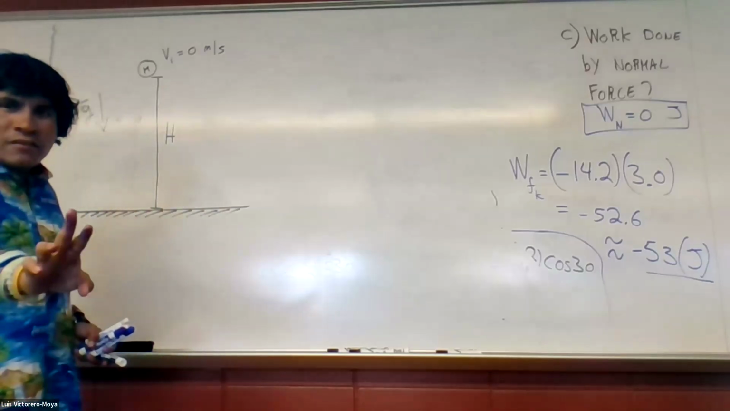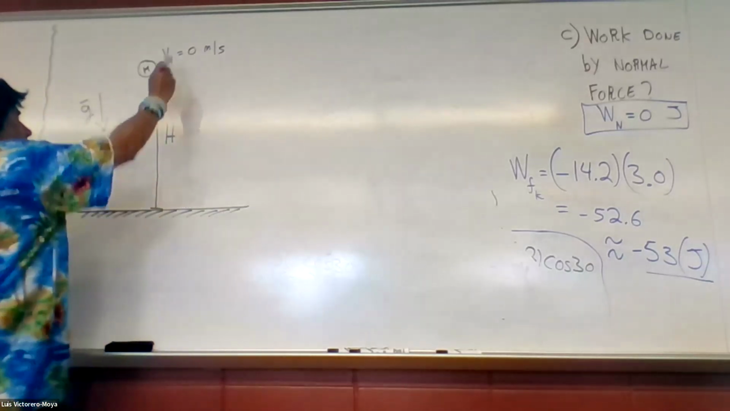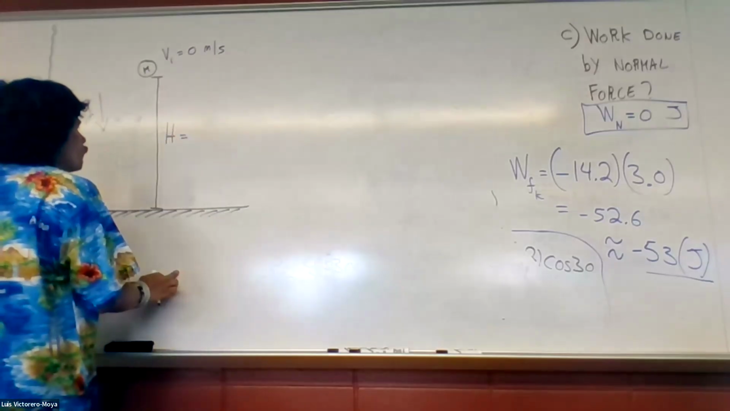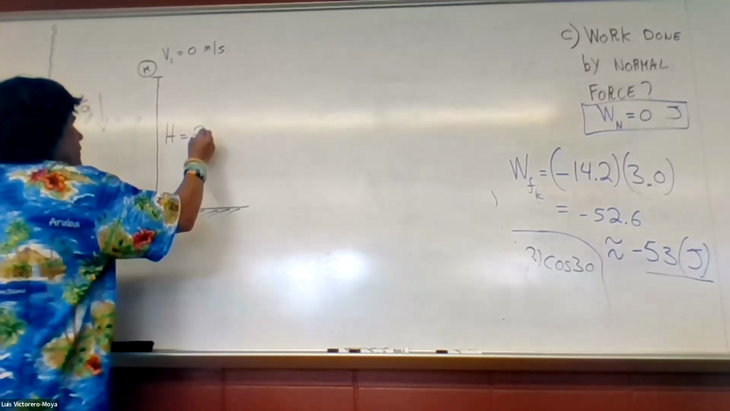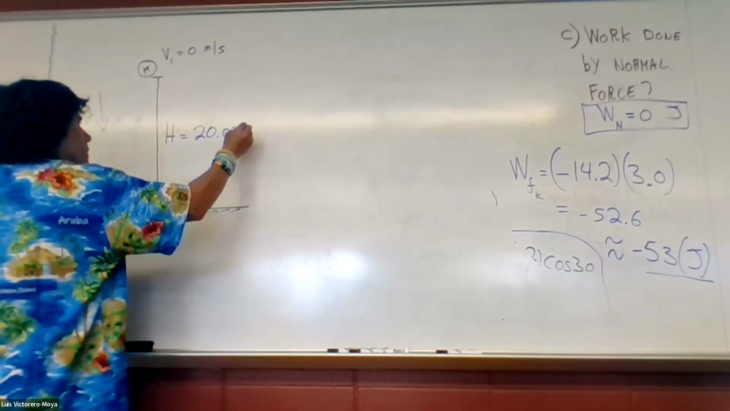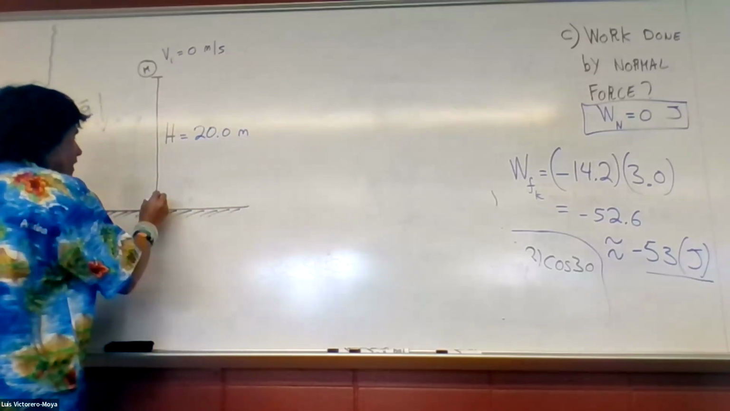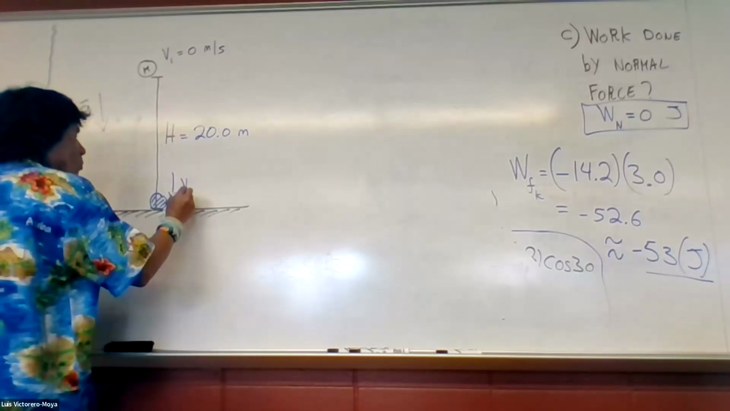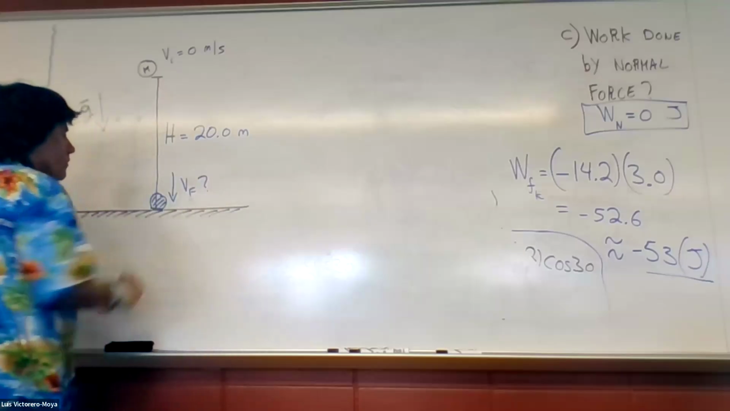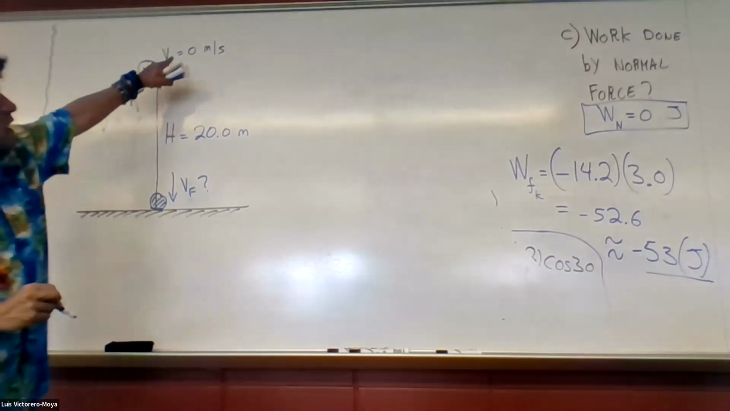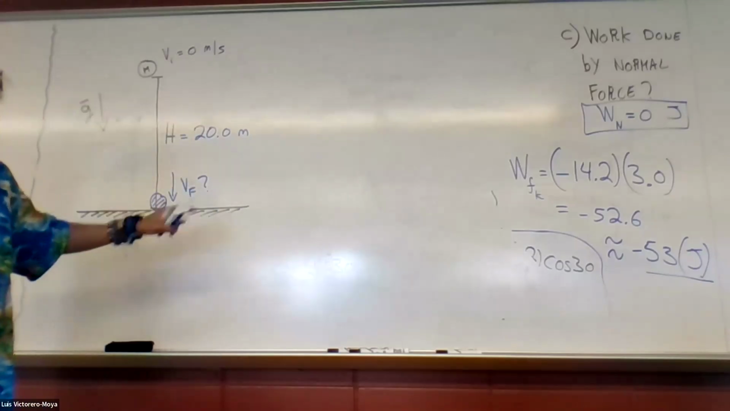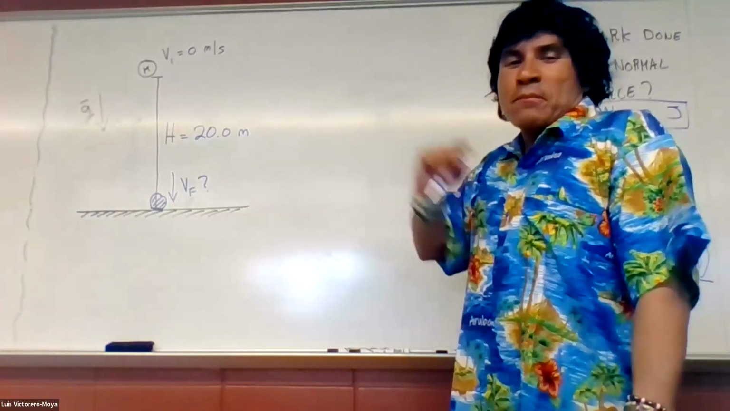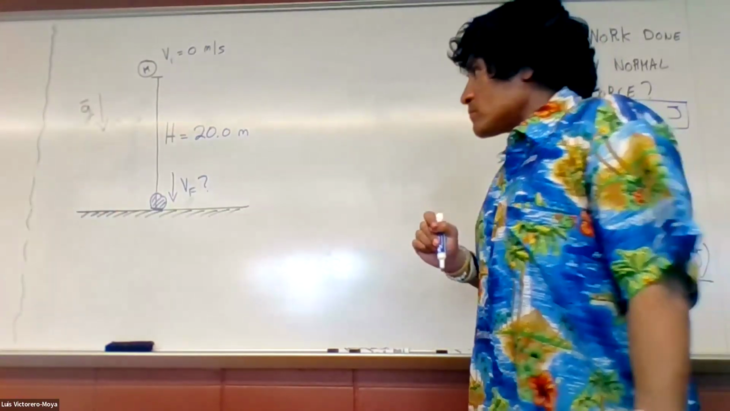Look, I don't give you the mass. I want to give you the height though. The height is 20 meters. You want to find the speed when it reaches the ground. If that's from rest, what's VF? All right, so how do we use conservation of energy for a very simple example or situation like that?